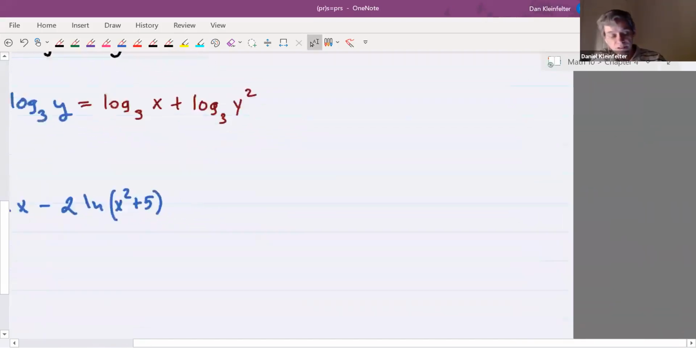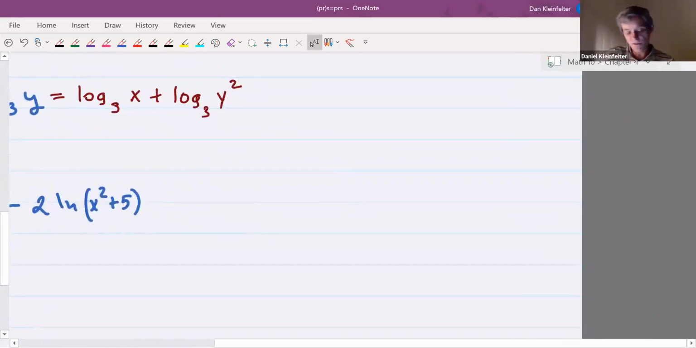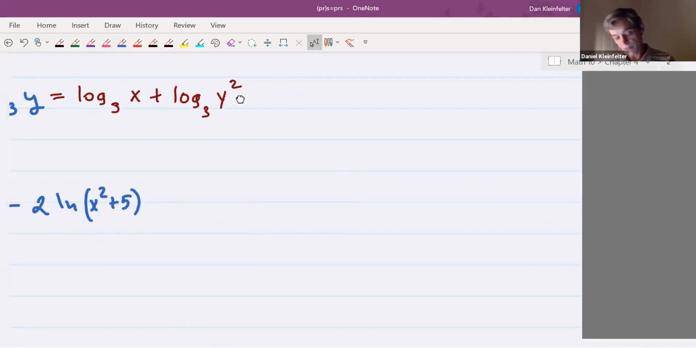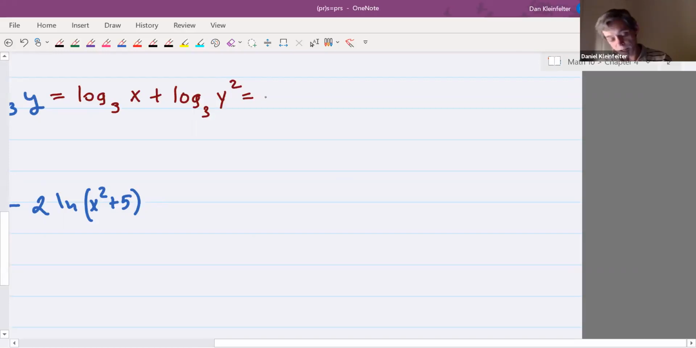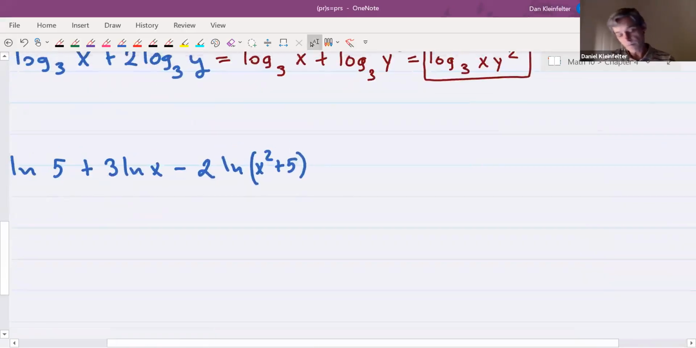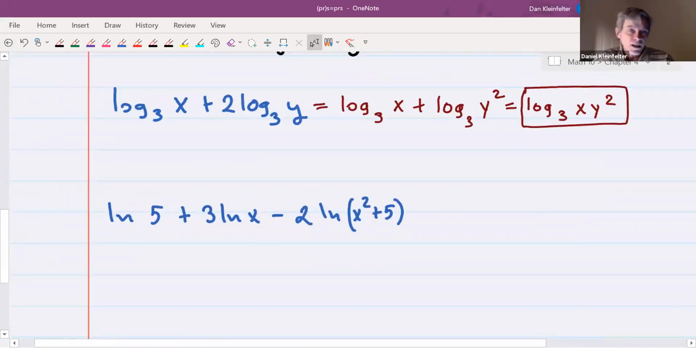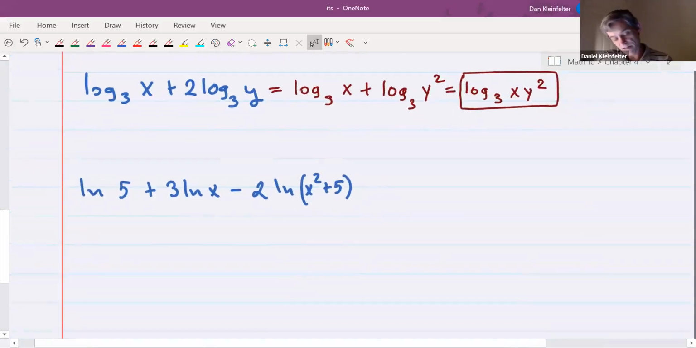Okay, so then we have a sum of two logarithms. We can rewrite that as a single logarithm of a product. So this will be log base 3 of x, y squared. Okay. So for this next one, you should try it yourself. Pause the video, try it, see what you get, and then restart the video and see if it checks out.